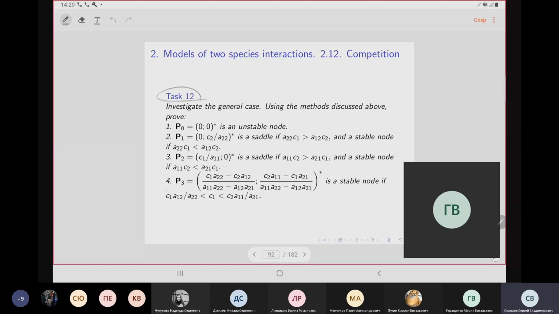So zero solution is always unstable. And then P1 and P2 are a saddle or a stable node, and P3 is a stable node or a saddle. These need much more calculations, but the result is the same. That's why we consider two same populations.